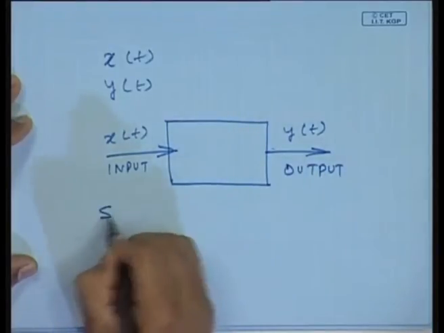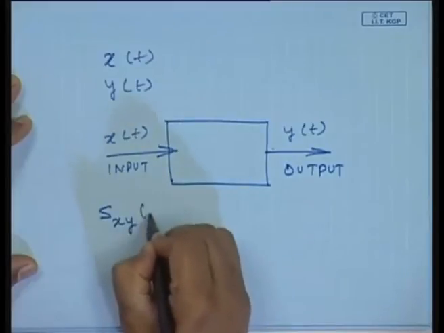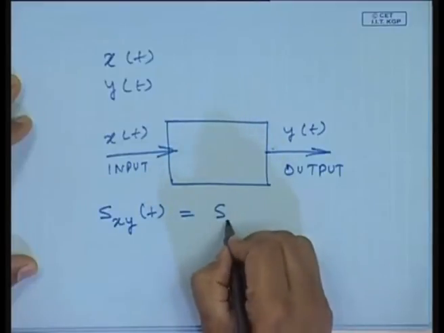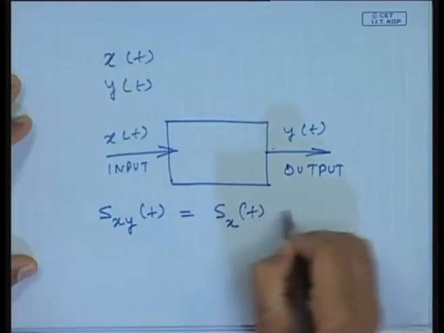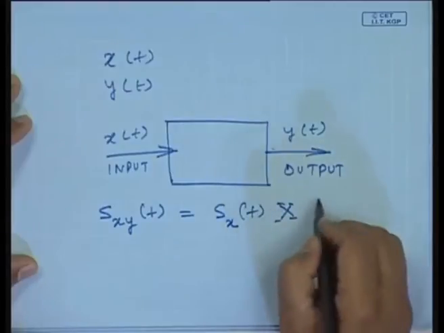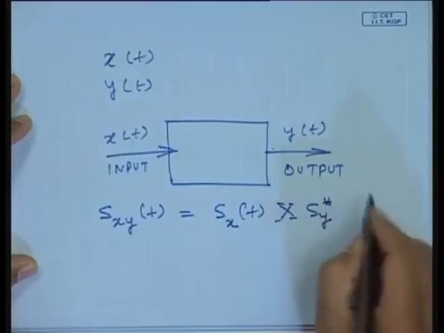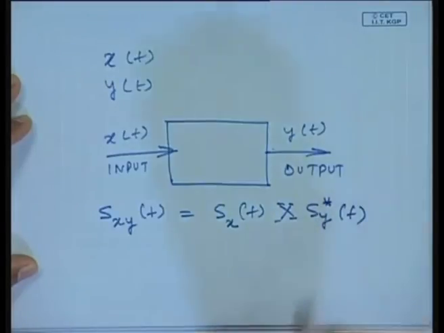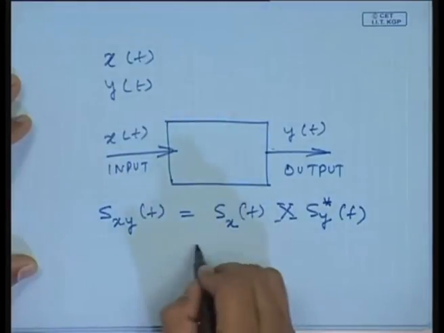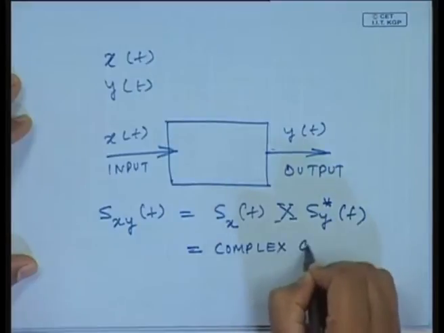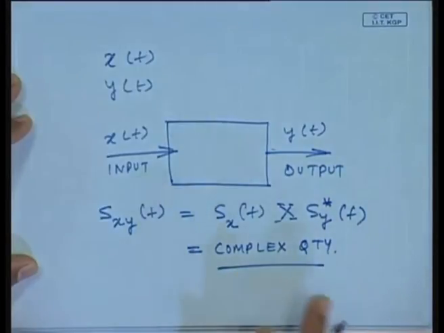One is the cross spectrum Sxy as a function of f, defined as the auto spectrum of x multiplied by the complex conjugate of f, and you will see that this is a complex quantity. The power spectrum was a real quantity, but the cross spectrum between two signals x and y is a complex quantity.